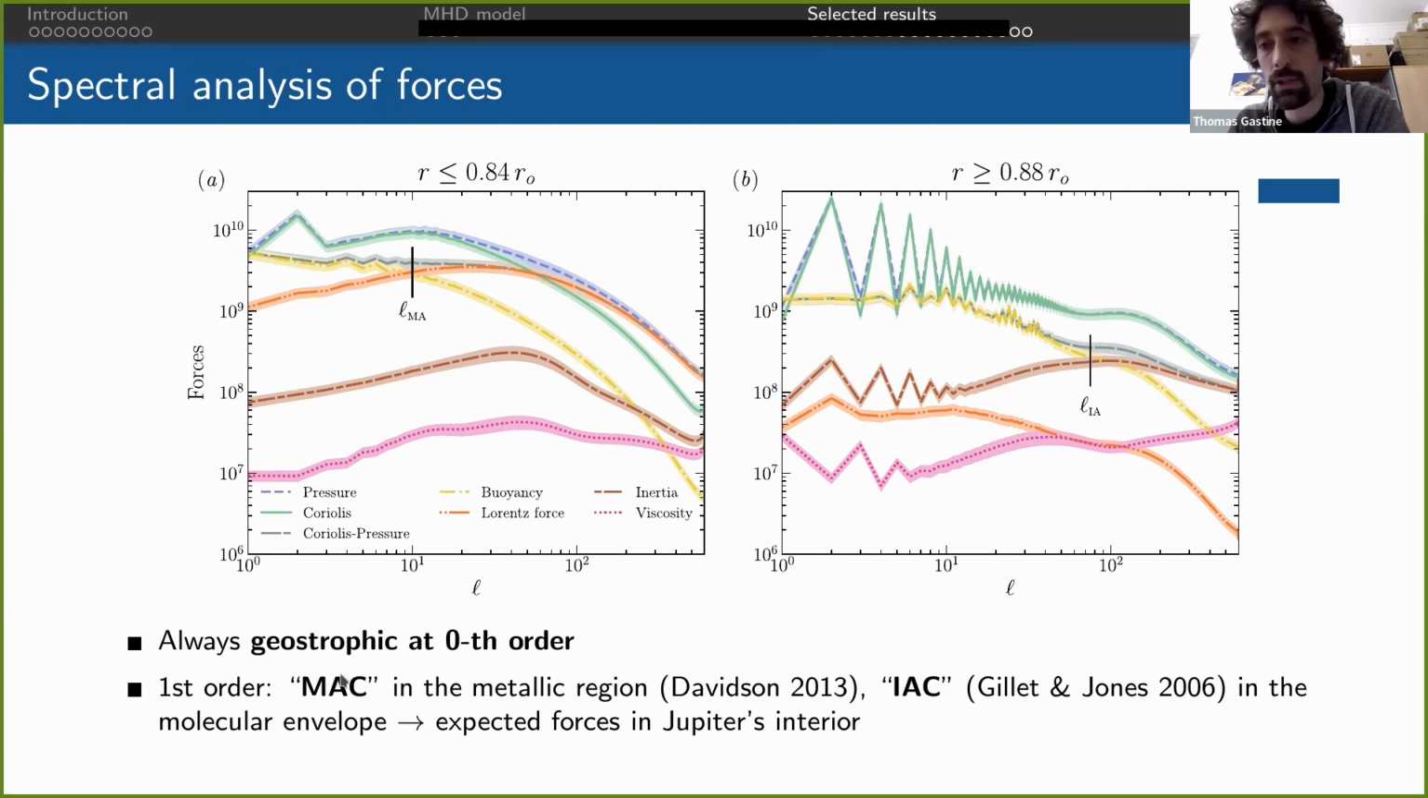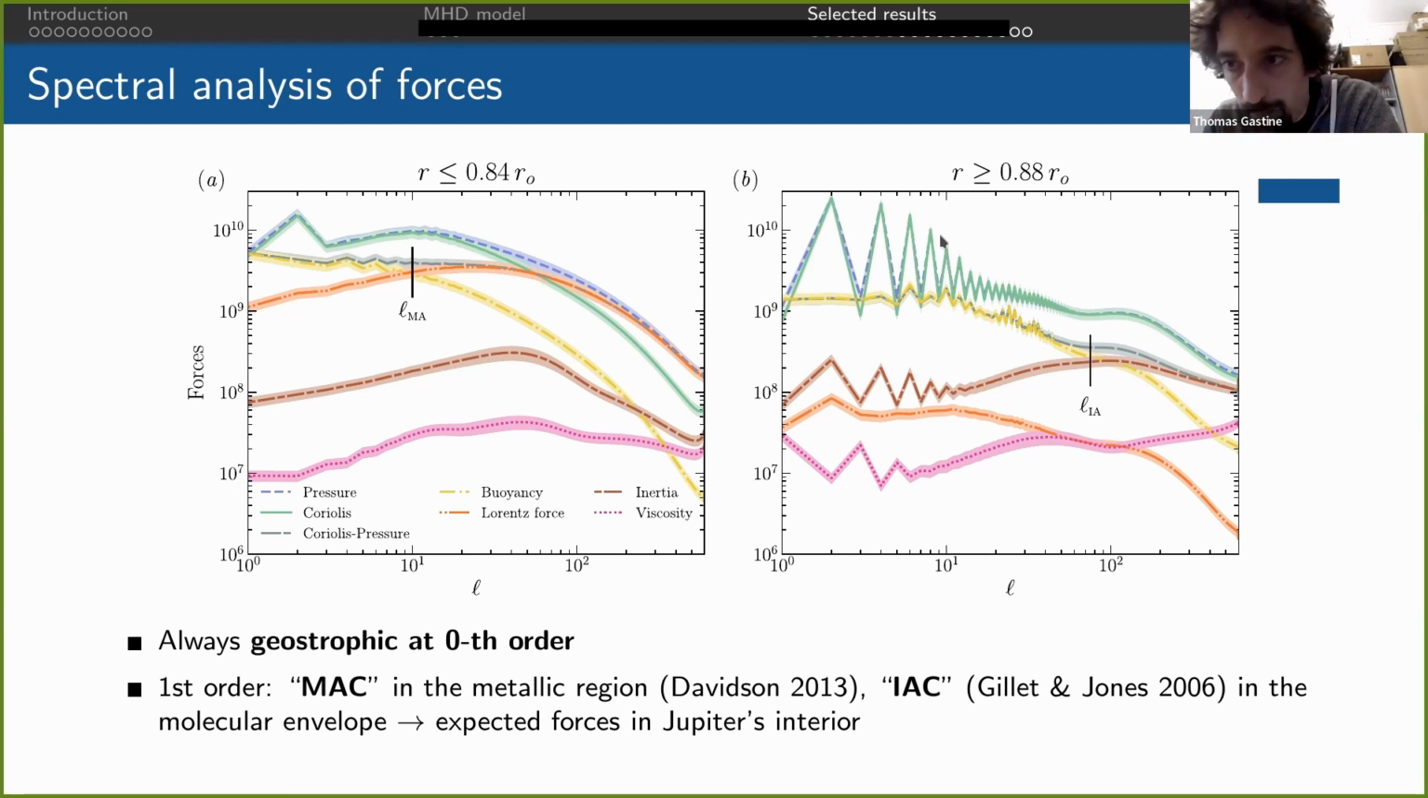MAC being an acronym for magnetic, Archimedean, and Coriolis force. This was an equilibrium that was devised theoretically by Peter Davidson in 2013. Again, inertia is an order of magnitude lower, and viscosity is two orders of magnitude below Lorentz force. So we again achieve a decent force separation in this metallic part.